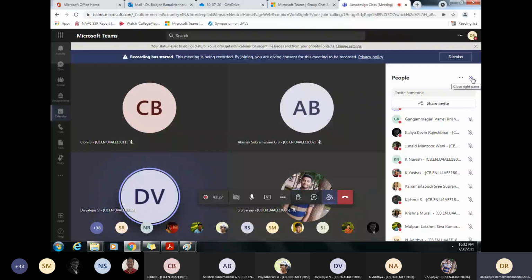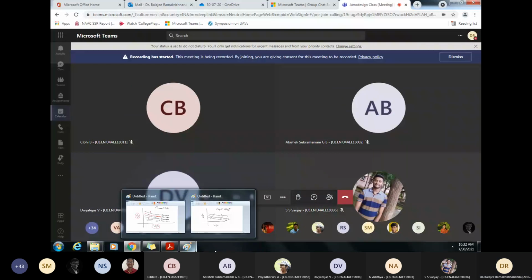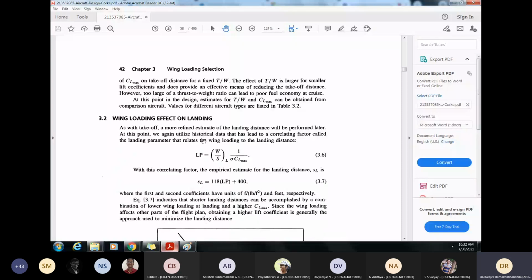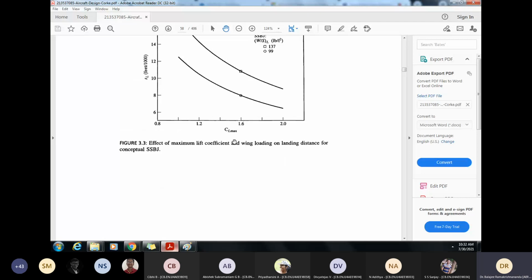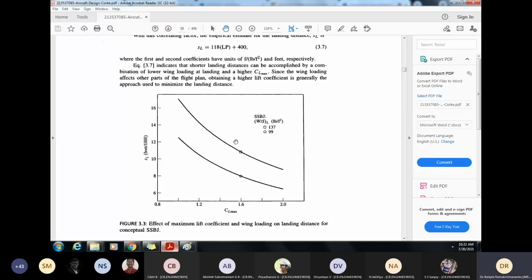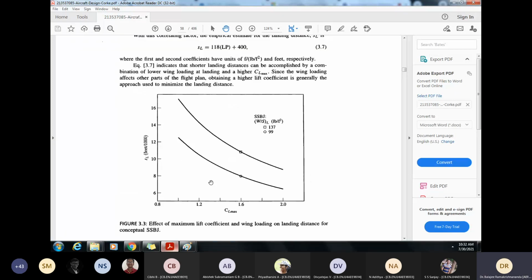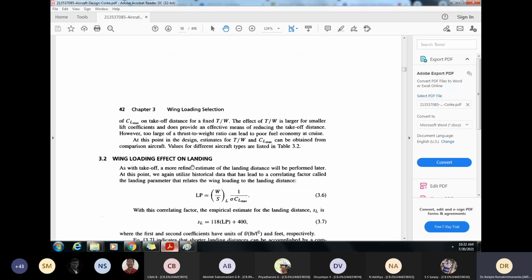So landing also is very similar to takeoff. Only difference is there's a landing parameter which takes only wing loading into consideration. Landing may have some problem. Some people have experienced some issue with this formula because it's again a statistical formula. But anyway, you try your luck. Try to draw the same kind of graphs as you did for takeoff.